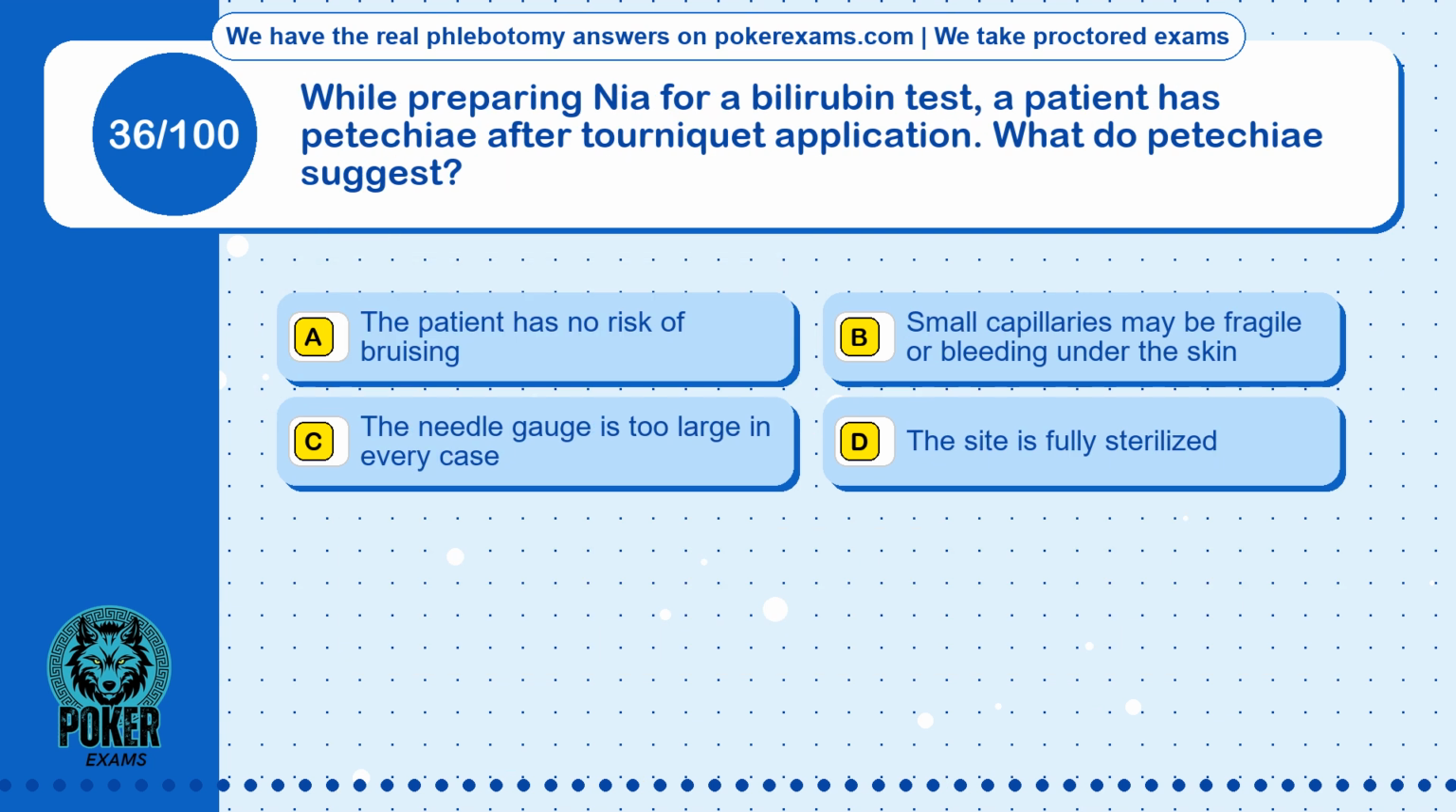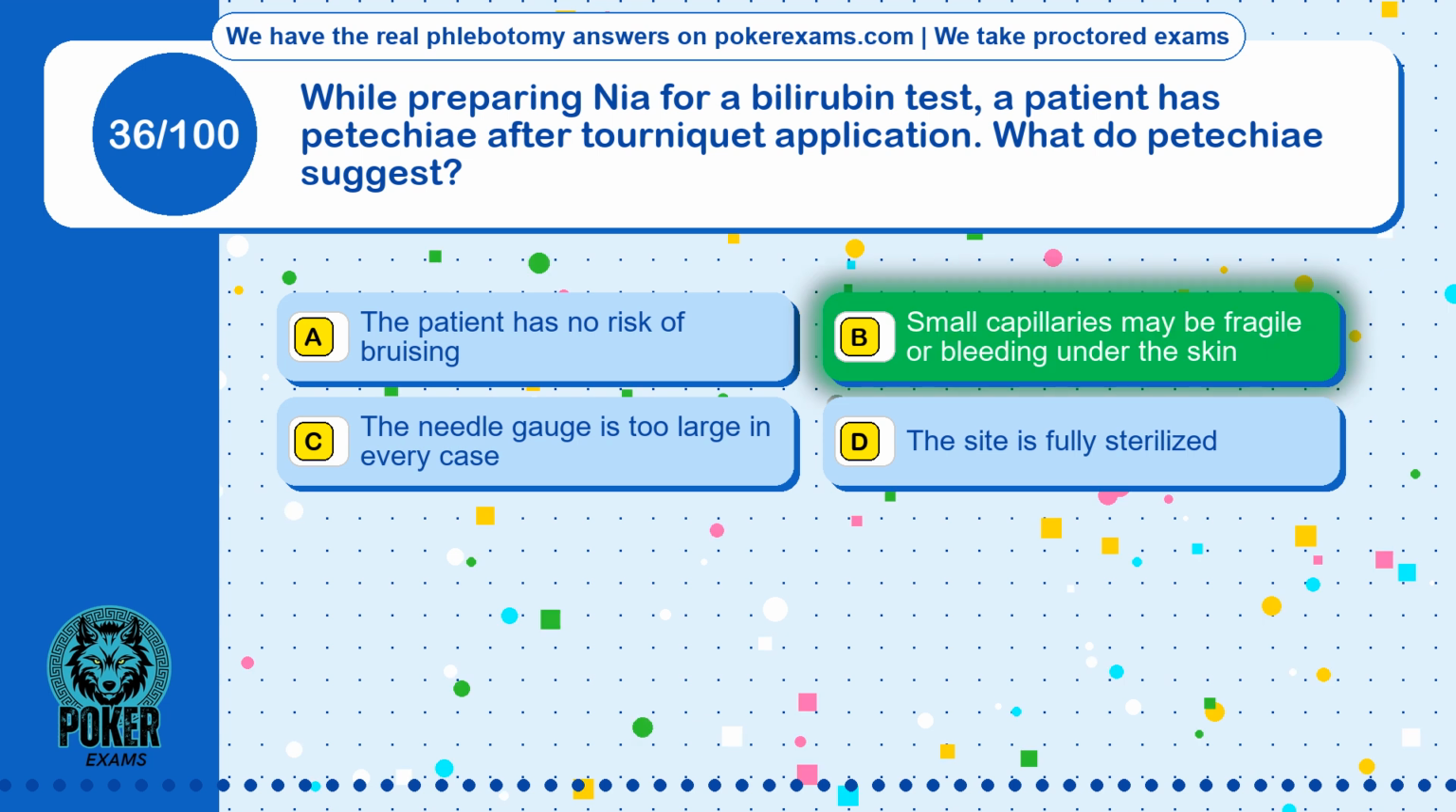Question 36. While preparing NHA for a bilirubin test, a patient has petechiae after tourniquet application. What do petechiae suggest? Option A. The patient has no risk of bruising. Option B. Small capillaries may be fragile or bleeding under the skin. Option C. The needle gauge is too large in every case. Option D. The site is fully sterilized.